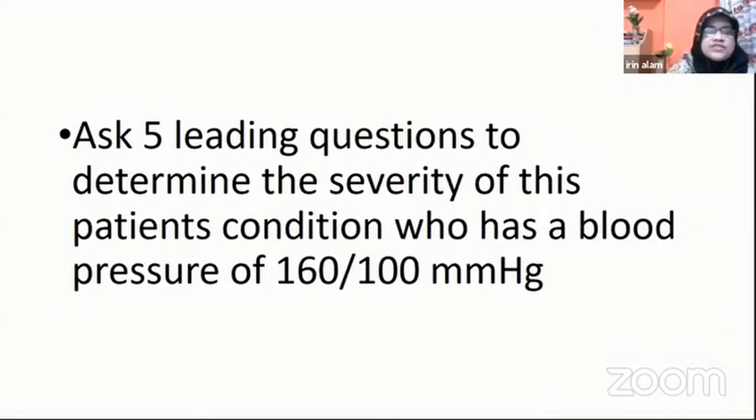This is another static question. Ask 5 leading questions to determine the severity of the condition of a patient who has a blood pressure of 160 by 100 millimeter of mercury. If there is a patient with blood pressure 160 by 100, that is more than 140/90, that is severe hypertension. What do you have to ask the patient to determine the severity, whether this is a case of preeclampsia with severe disease?